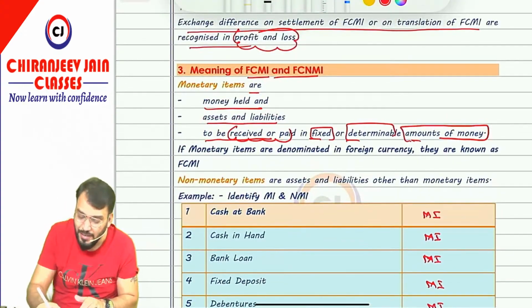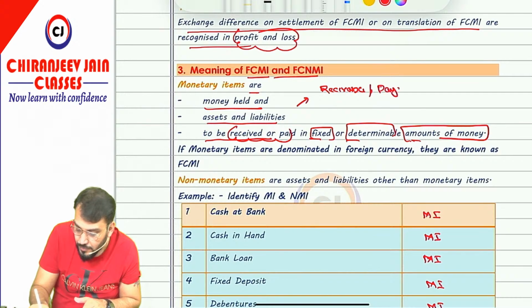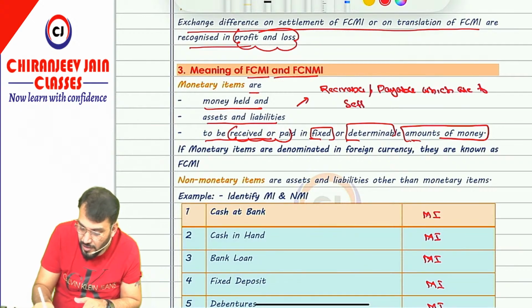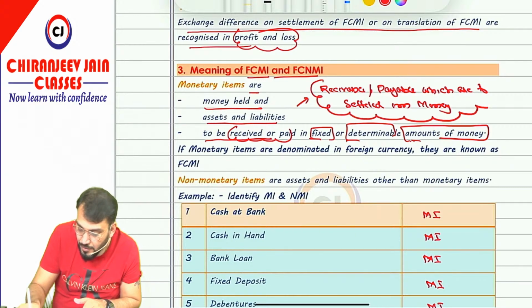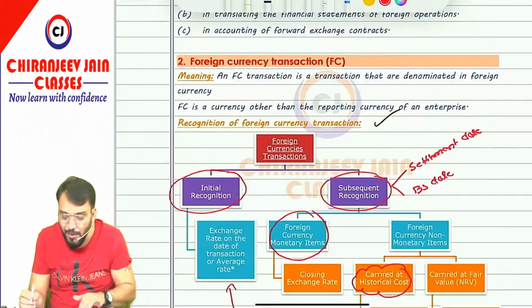In simple words, I will say any receivable or payable which is to be settled in money will become a monetary item. Got this point? So now I hope you have understood.